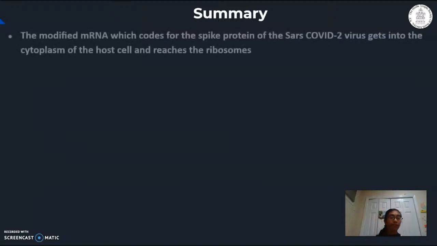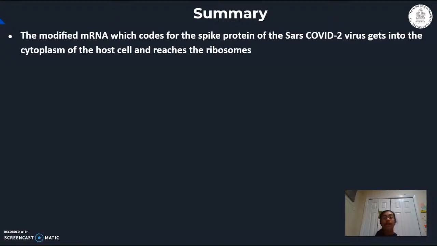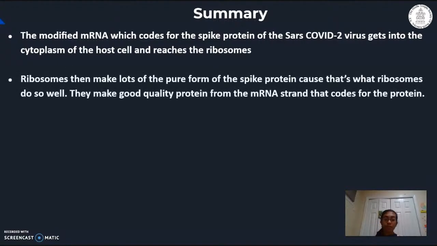So, a summary. The modified mRNA, which codes for the spike protein of the SARS-CoV-2 virus, gets into the cytoplasm of the host cell and reaches the ribosomes. Ribosomes then make lots of the pure form of the spike protein because that's what ribosomes do so well. They make good quality protein from the mRNA strand that codes for the protein.